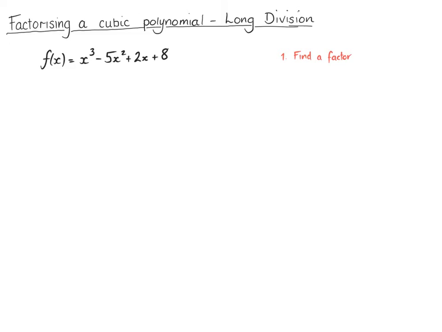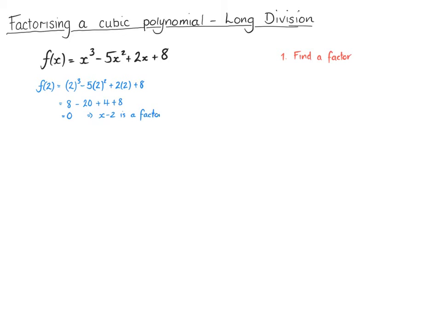Okay, so if we do f of 2, and we put this in, we're going to get 2 cubed minus 5 times 2 squared plus 2 times 2 plus 8. That means we get 8, take away 5 times 4, which is 20, plus 4 plus 8. So the 8, the 4 and the 8 make 20, and we're taking away 20, so we have 0. That means we've got x minus 2 is a factor.